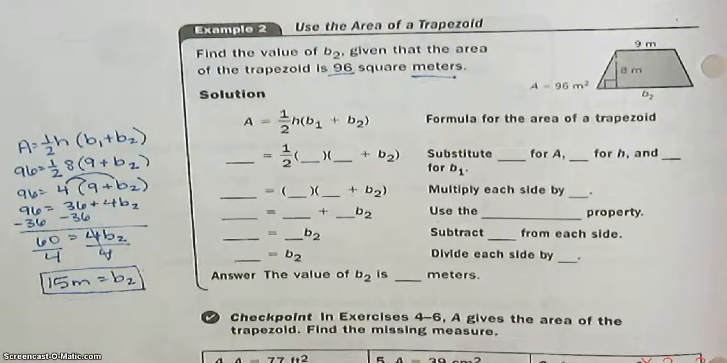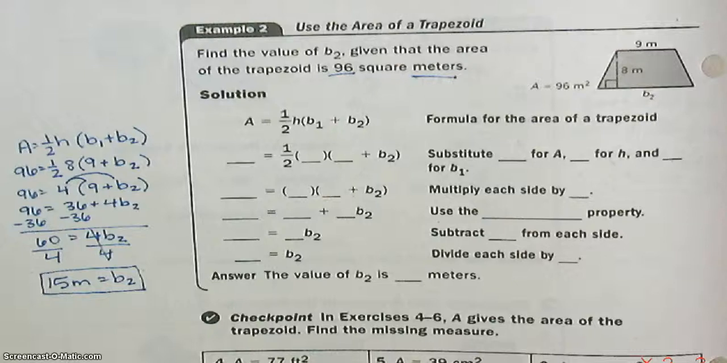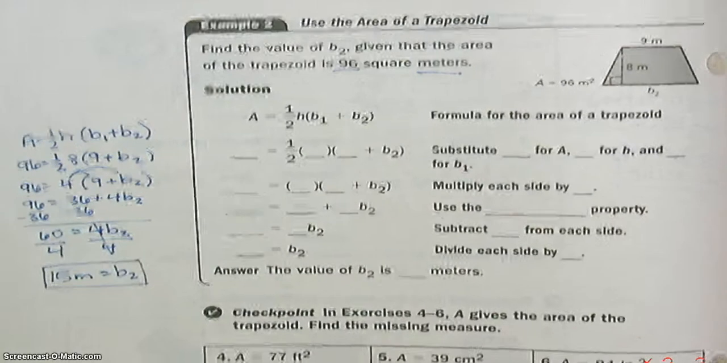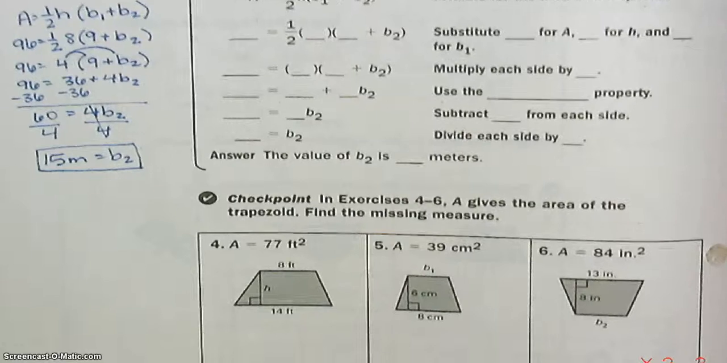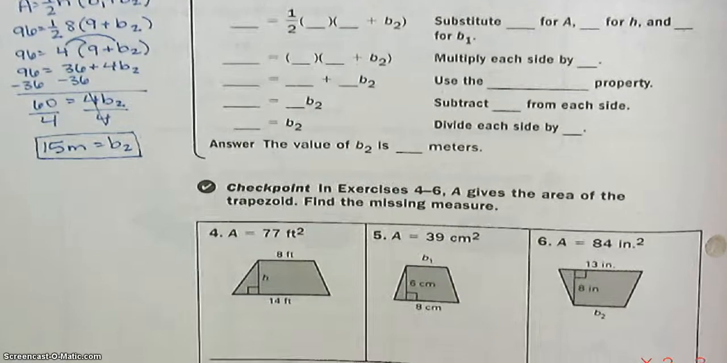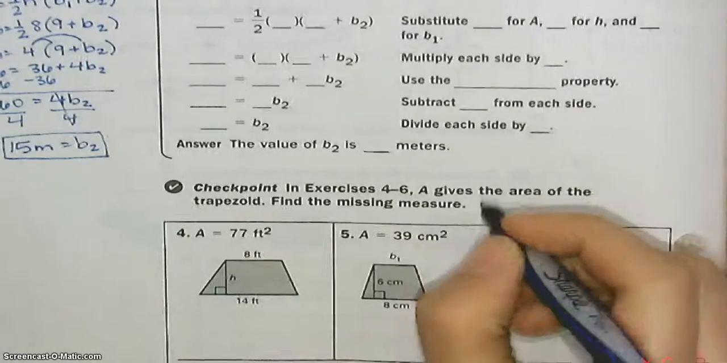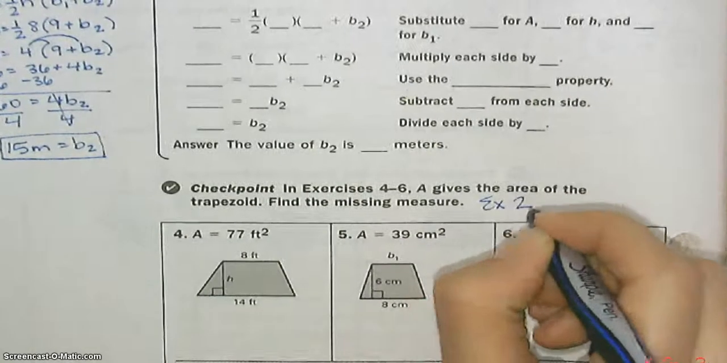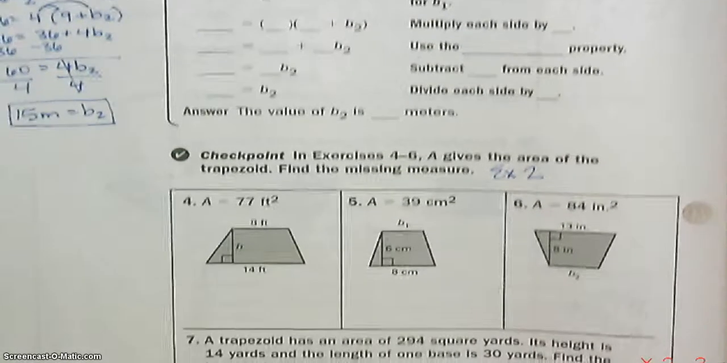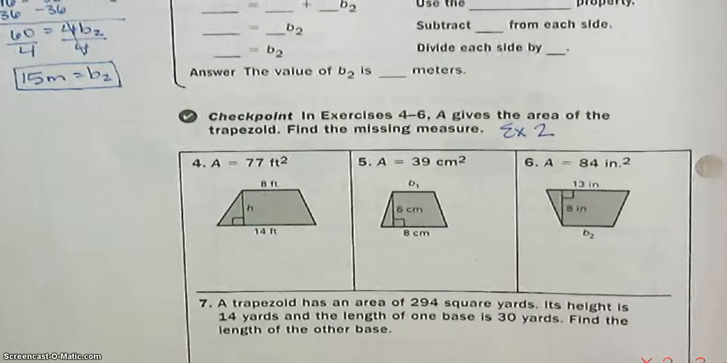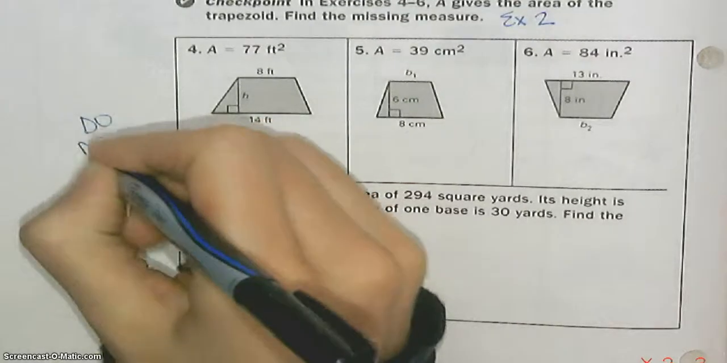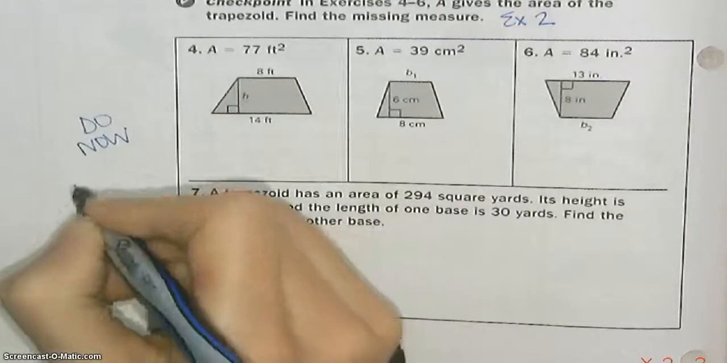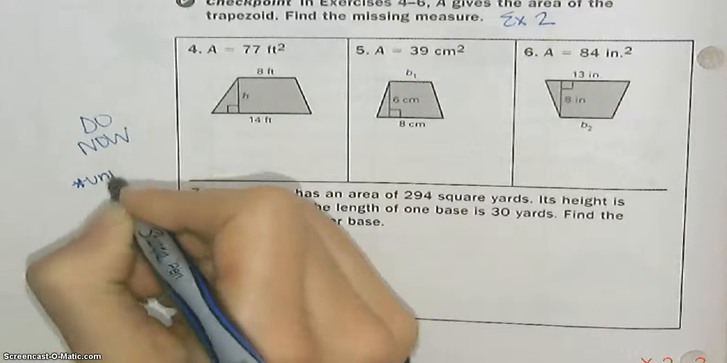So you just have to take your time, plug things in, and work out the algebra. You can do it. So you are going to do the same thing. This is just like example 2. Write the formula, plug it all in. You can do it. So you're going to do this now. Don't forget your units.